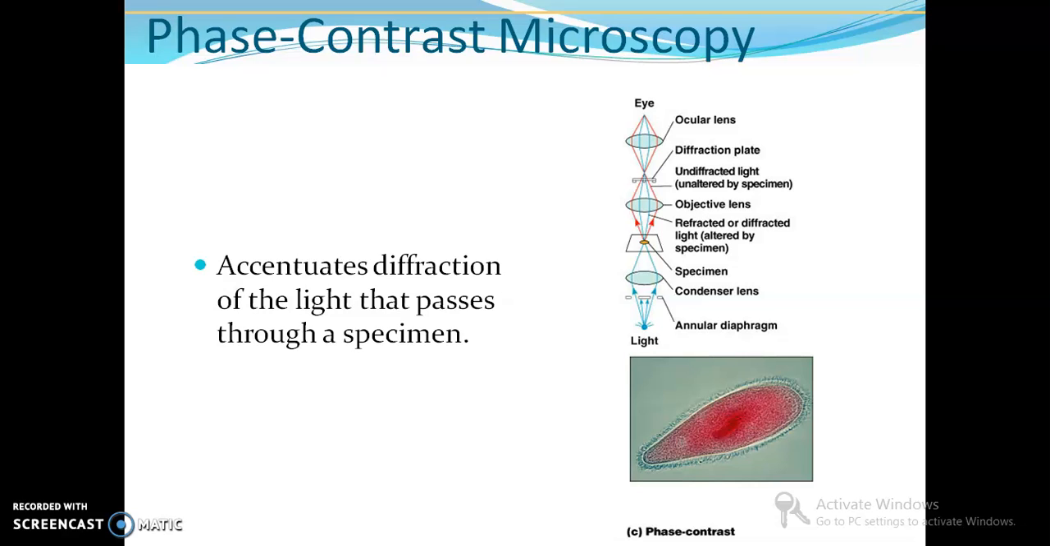The next one is phase contrast microscopy. It uses special optical components to exploit subtle differences in the refractive indices of water and cytoplasmic components to produce contrast.